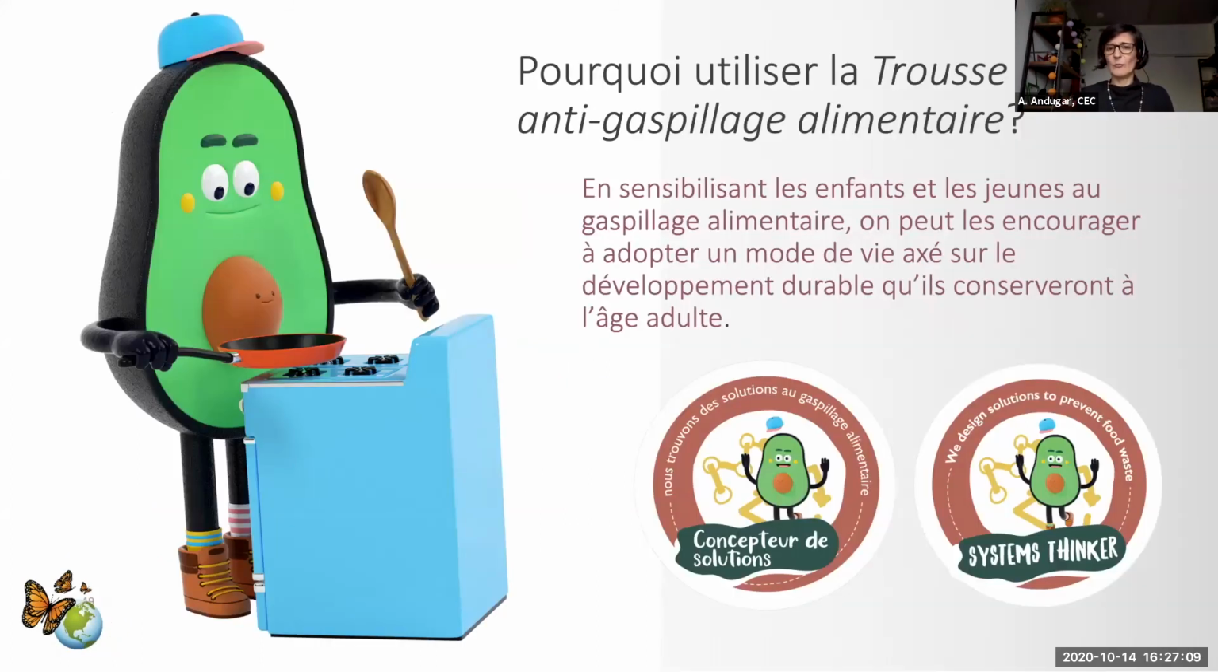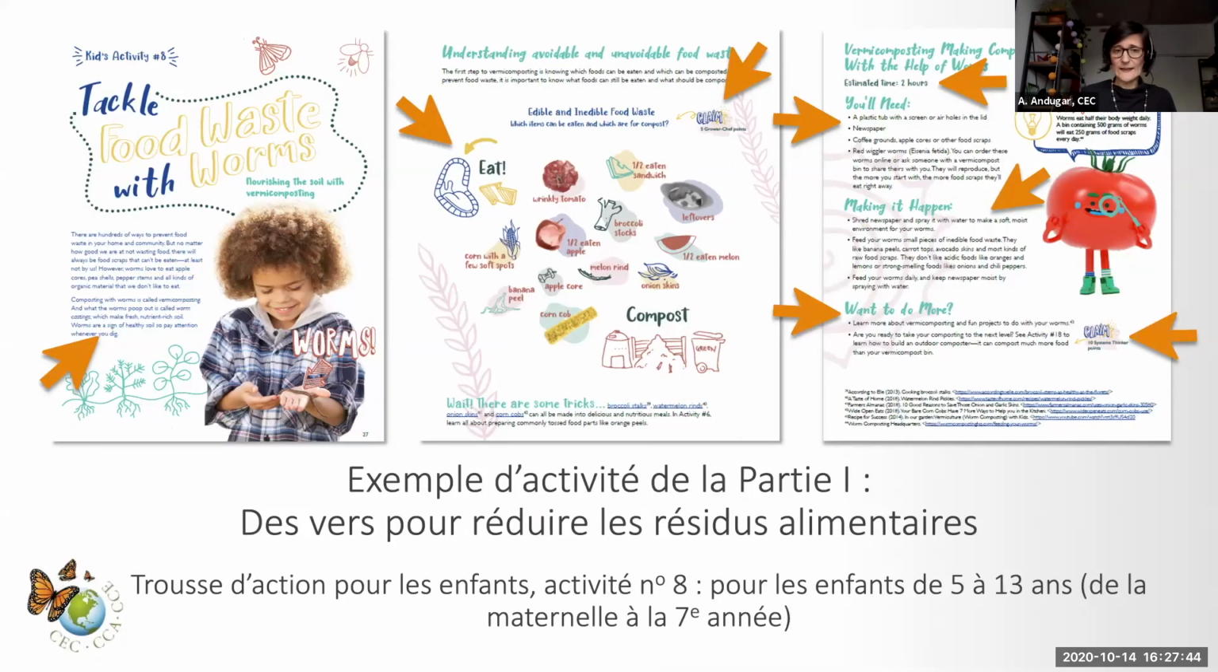Voilà, ici, on a 2 badges, par exemple, le concepteur de solutions, system thinker, et notre petit Avi, qui est en train de cuisiner et de réutiliser les leftovers de la veille. Et simplement rappeler le but, pourquoi l'utiliser, pourquoi c'est un bon outil: parce qu'on peut encourager les enfants, les jeunes à adopter un mode de vie axé sur le développement durable qu'ils conserveront à l'âge adulte. Ici, c'est un exemple, c'est 3 pages, une activité, c'est l'activité numéro 8 pour les enfants.